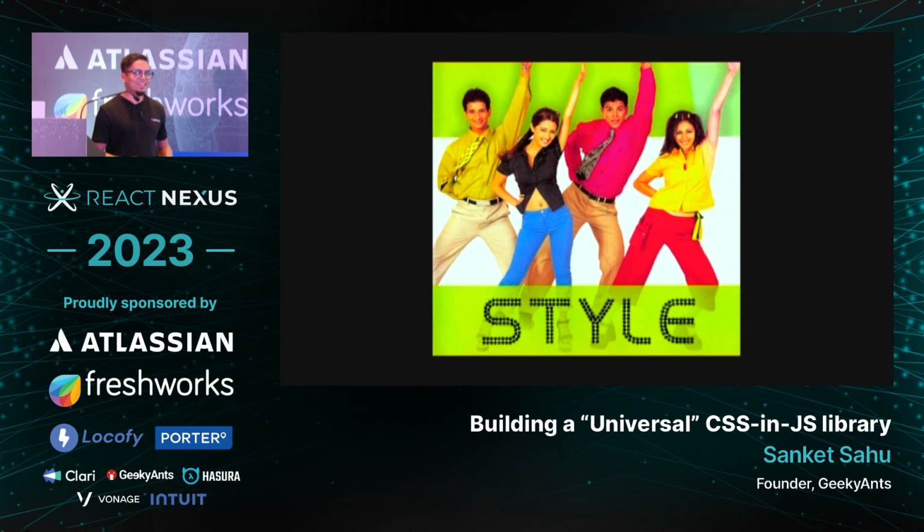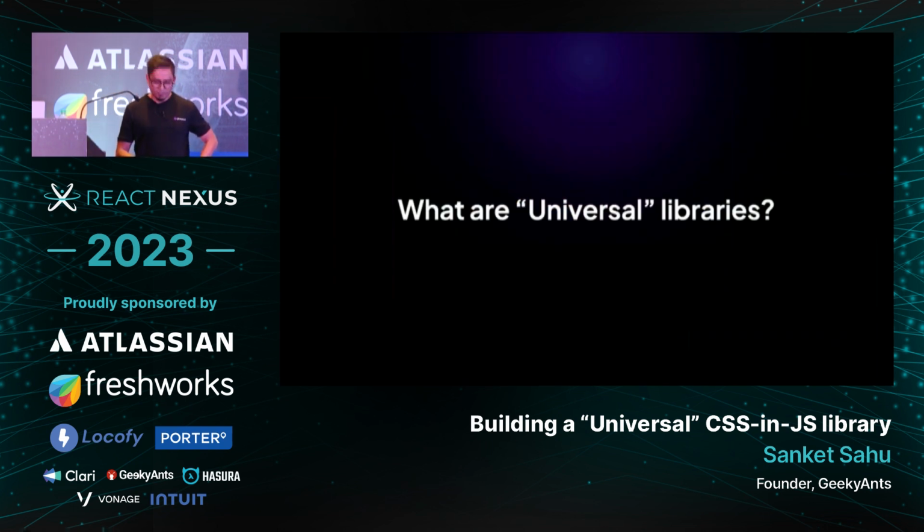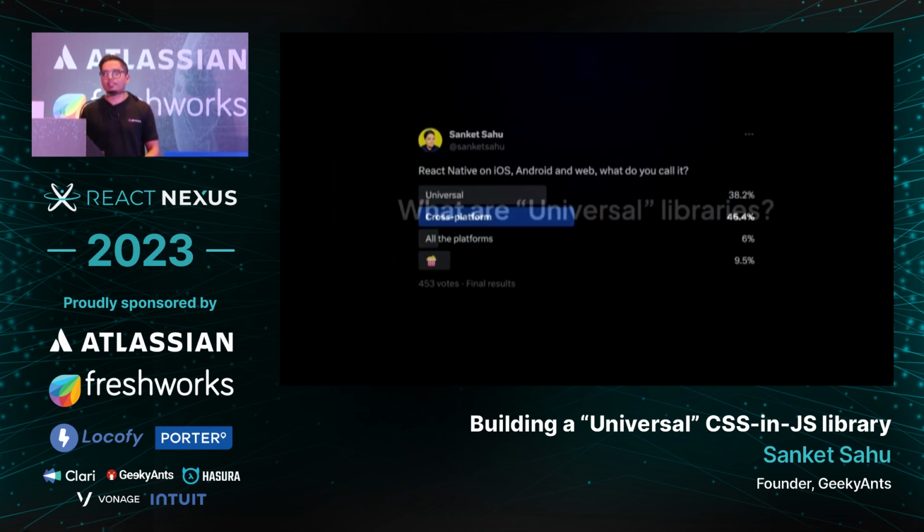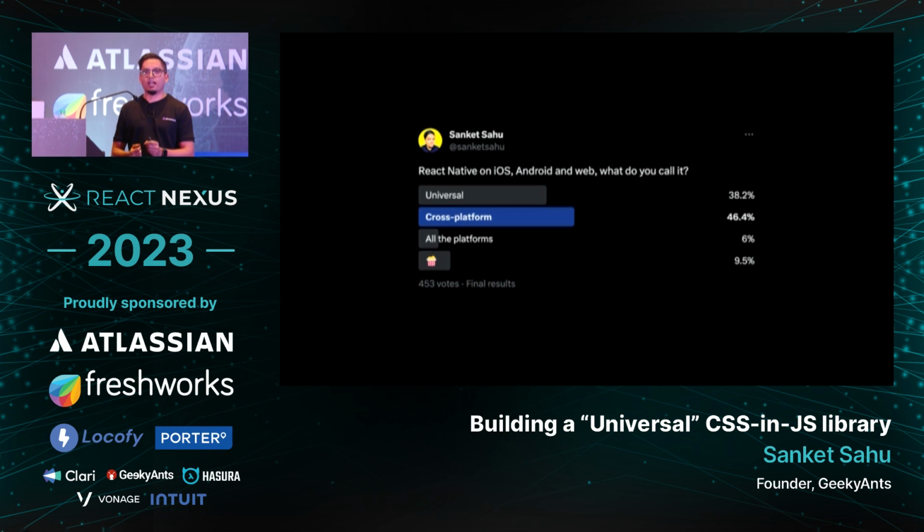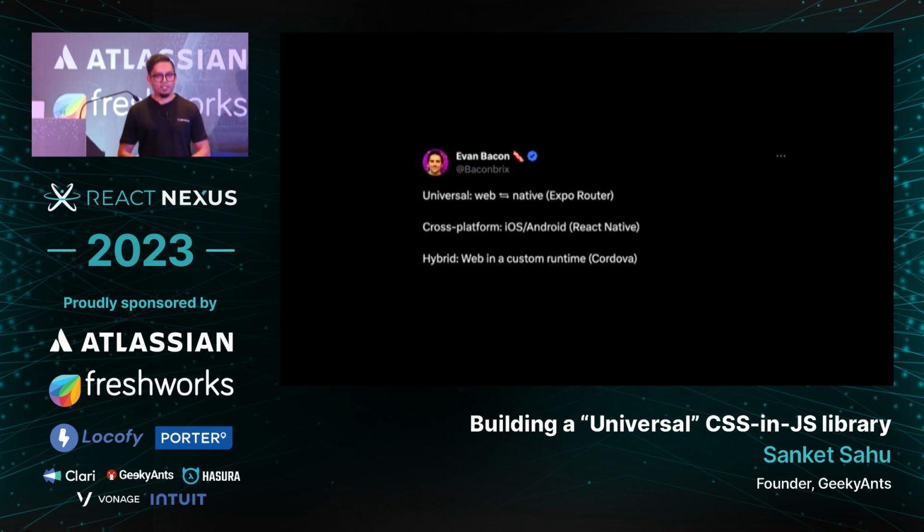Remember this movie? Anyway, what are universal libraries? I asked this question on Twitter: what do you call an app that runs on iOS, that runs on Android, and also on web? Most of the answers I got were for cross-platform, and the second was universal. My friend Evan, who works at Expo, had a very nice reply to my poll, which says universal is something that is interoperable between web and native, while cross-platform is something that is only on mobile phones, not on web. So that's why I'm going to use the word universal for the CSS-in-JS library that we are going to build. And hybrid is obviously Ionic, Cordova, and things like that.